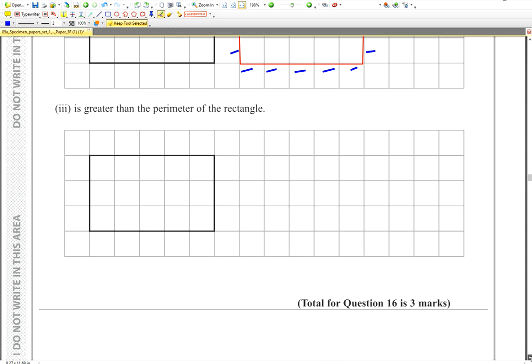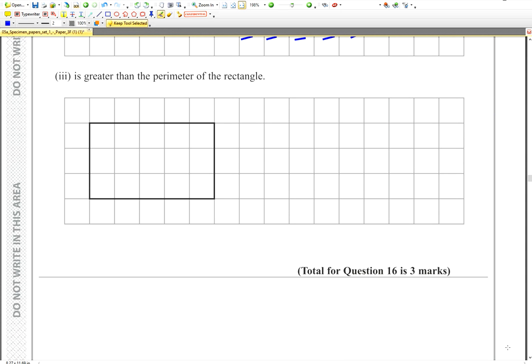Okay, all right. The next question is greater than the perimeter of the rectangle. For that one, if I show you my little square, we cut a piece out from inside the shape, not in the corner. If you were to cut out the square from the shape, this is what you should get.